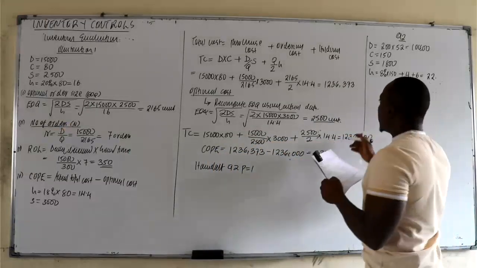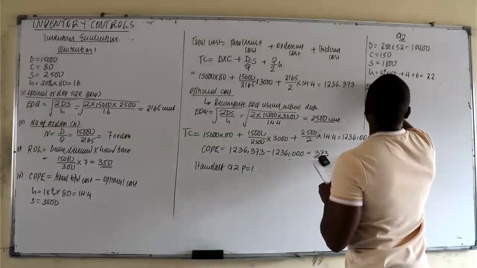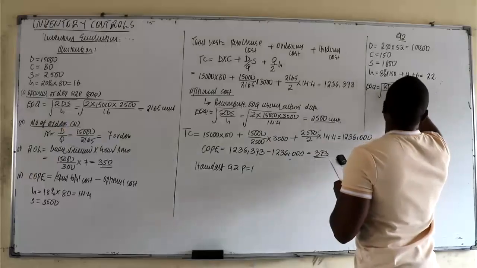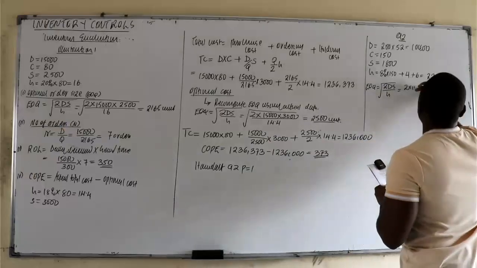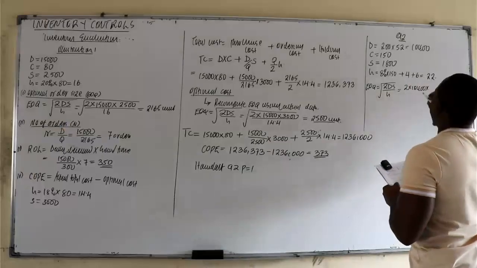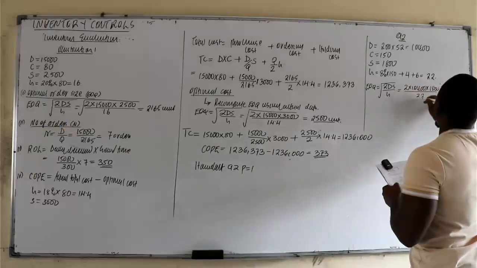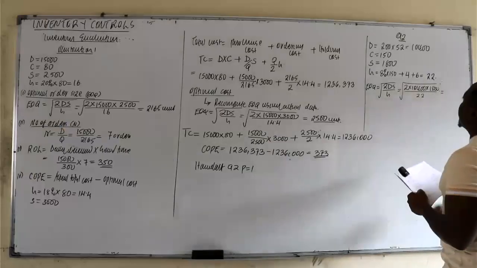Required: the optimal order size. Now, optimal order size is EOQ. So EOQ would be the square root of 2DS over H. So it's 2, annual demand is 10,400, S is 1,800, holding cost is 22. Then you get the average.